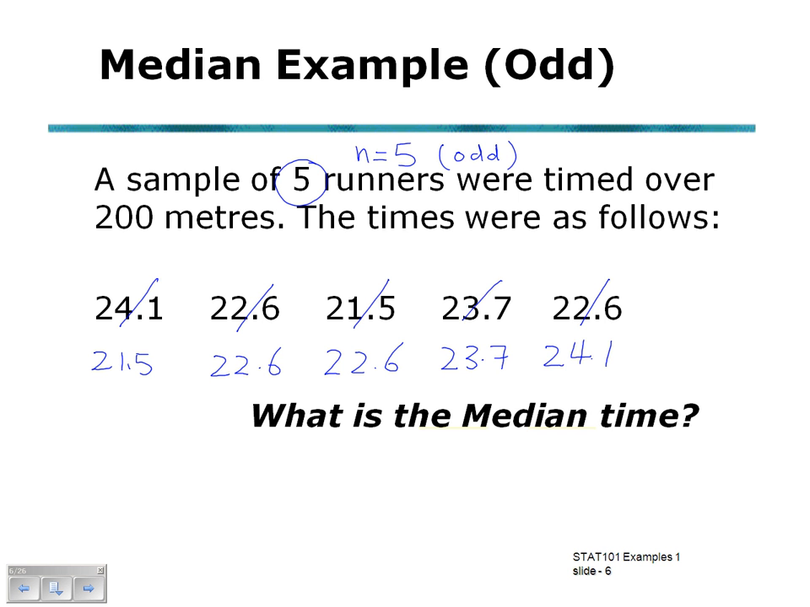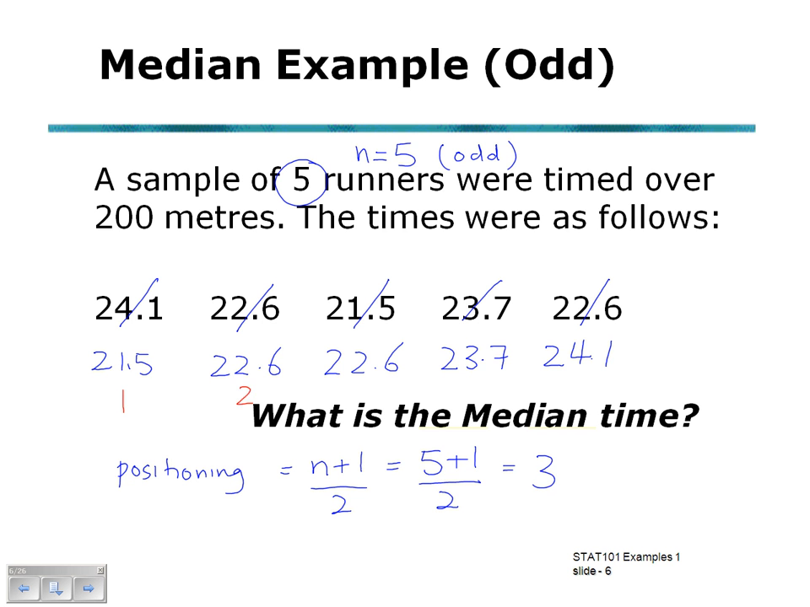Our formula for the positioning point for our median is n plus 1 divided by 2. N is 5. We have 5 runners in our data set. So for this example, our positioning point would be n plus 1 divided by 2, i.e. 5 plus 1 divided by 2, or the third position when the data is in order.